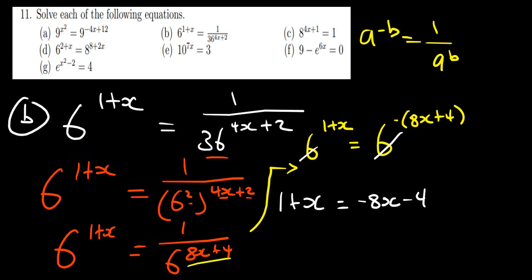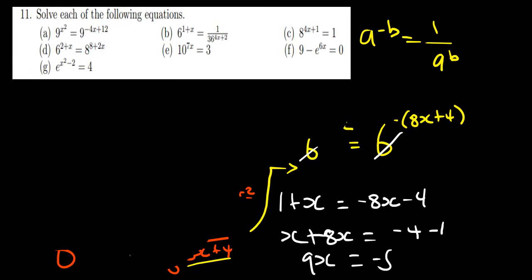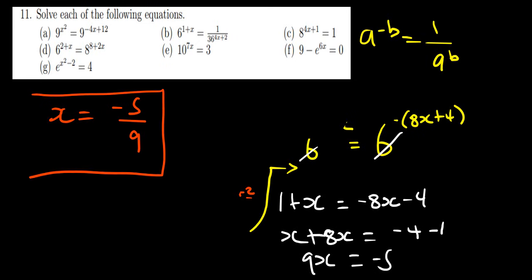Okay, like terms together, so it will be x plus 8x equals minus 4 minus 1. So that will be what? That will be 9x equals minus 5. Right, so to find the final answer we're going to divide both sides by 9. So we're going to say x equals minus 5 divided by 9. So this is the answer on question B.